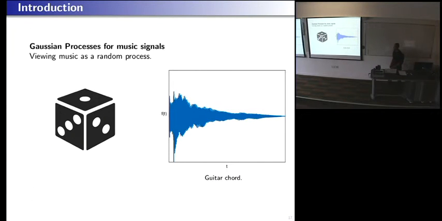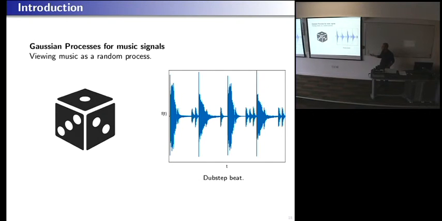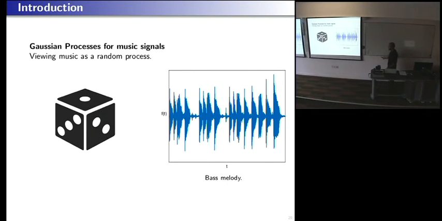If we see music as a random process, then we can make an analogy as before. Suppose we have again a dice with a lot of sides, and on every side of the dice, we have a music function. So every time we roll the dice, we get something like maybe a guitar chord or a piano melody, a dubstep beat or a bass melody.